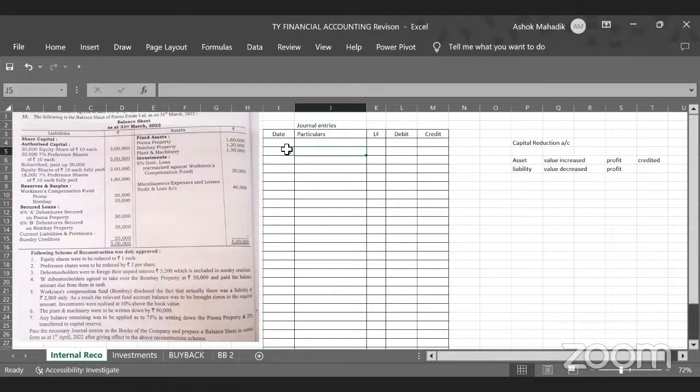Now, first entry, as I read, equity shares were to be reduced to rupees 1 each. So we consider that the face value is not changed, but the paid up value is reduced to 1 rupee. We presume that, since nothing concrete is mentioned, so I'll write the entry. Equity shares are credits, so we'll debit them. So it will be equity share capital account debit, to capital reduction account.